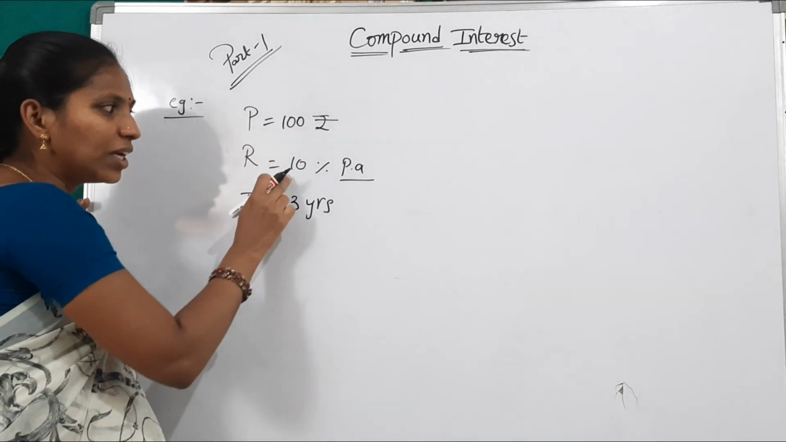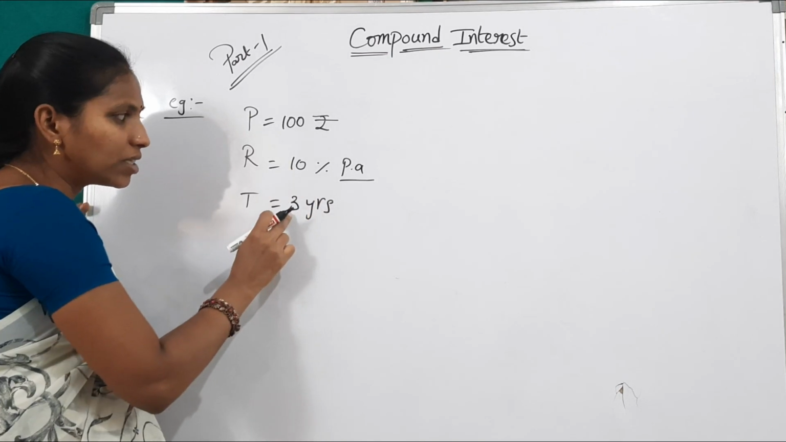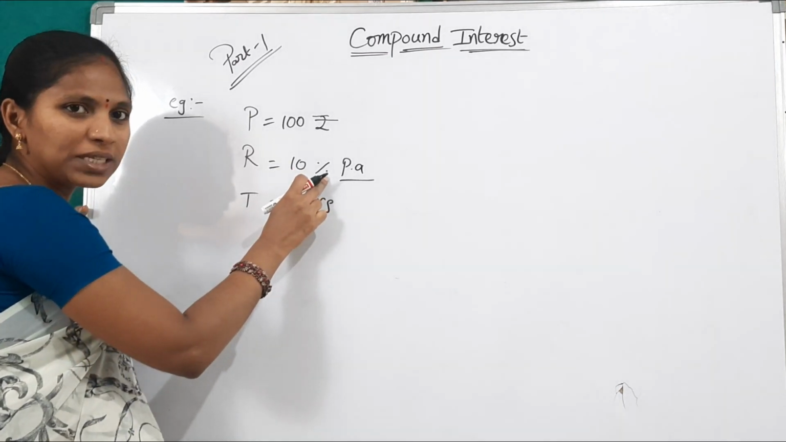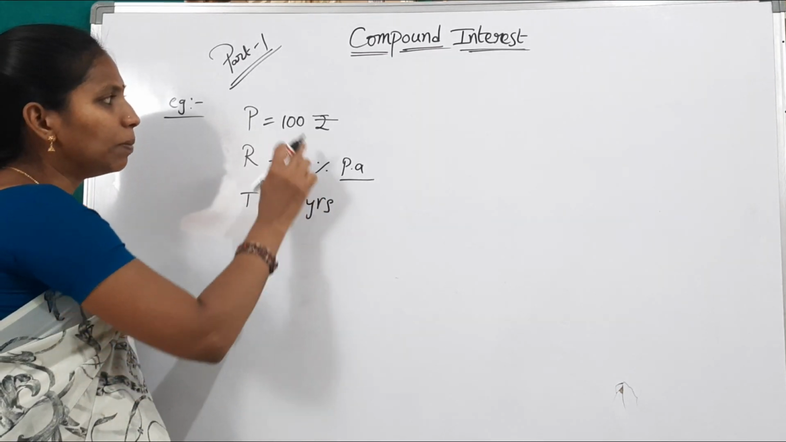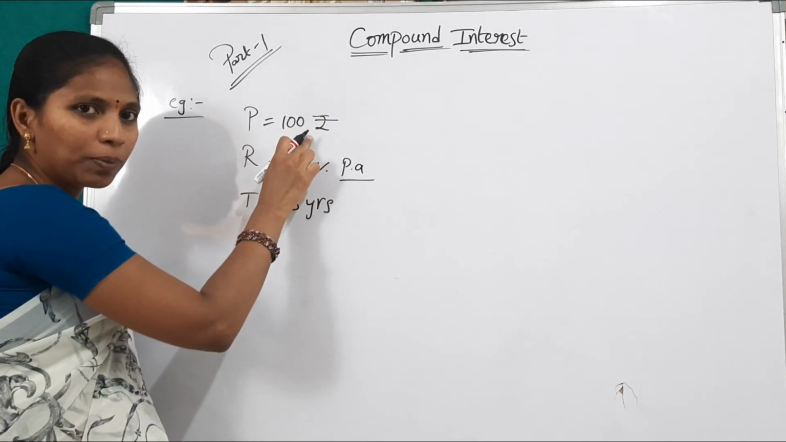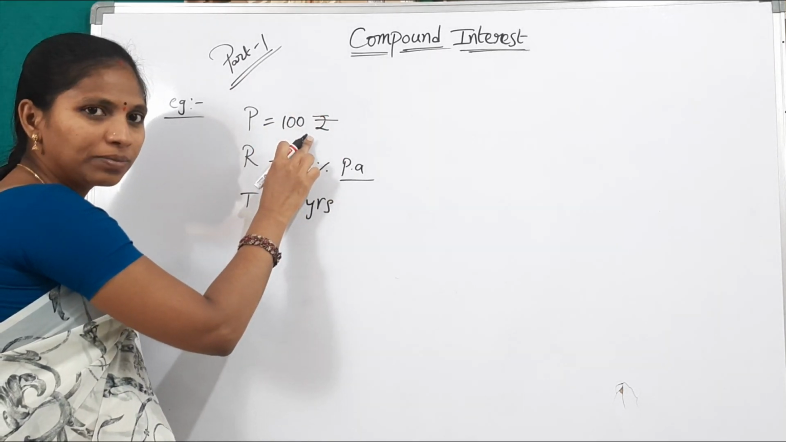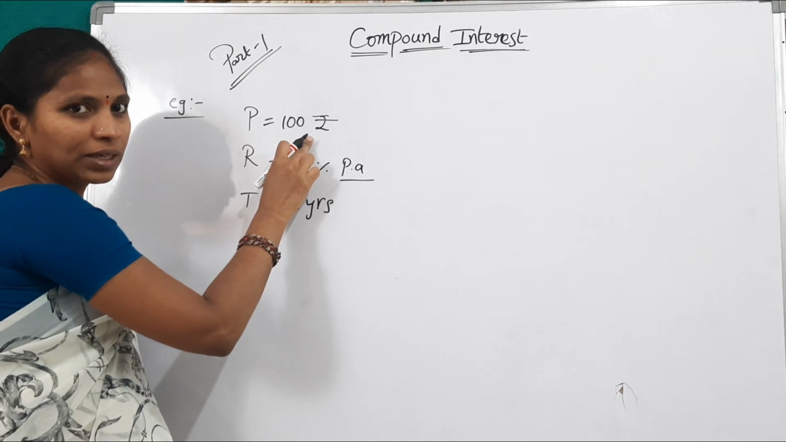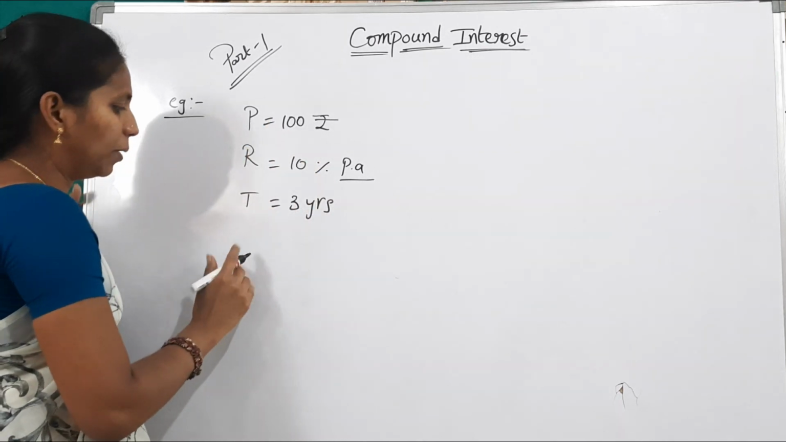Here each year 10%, so for 3 years, 3 into 10%, that means 30%. 30% on this 100 rupees, then what is the amount? 30 rupees. Let me explain in another way.